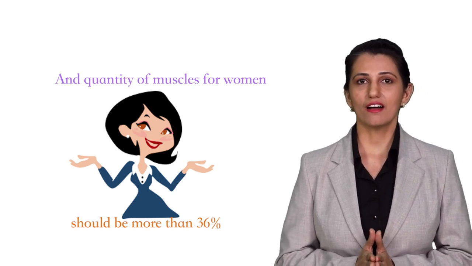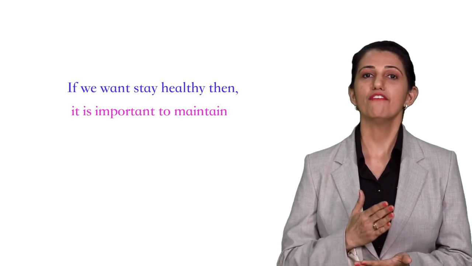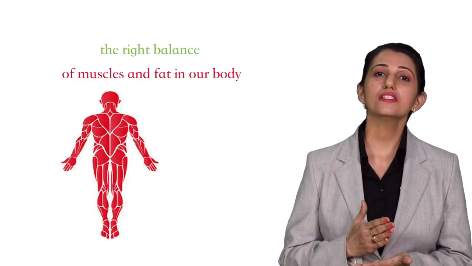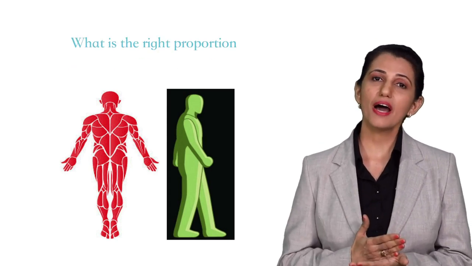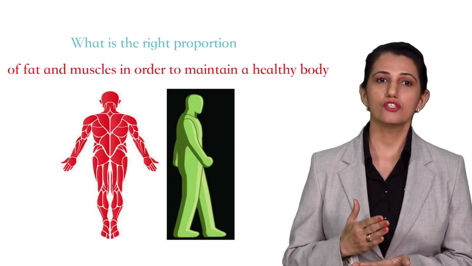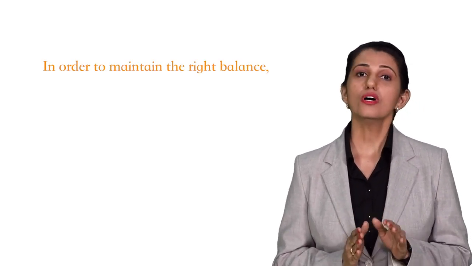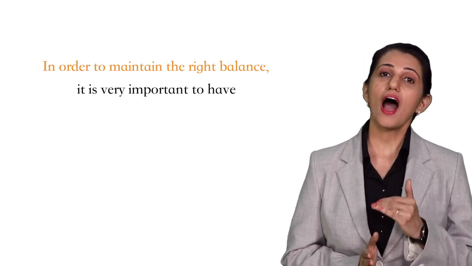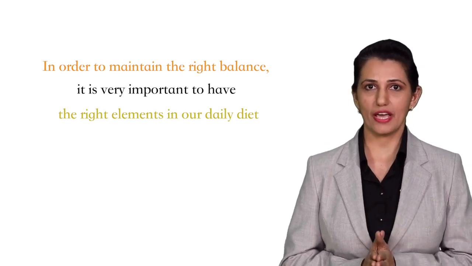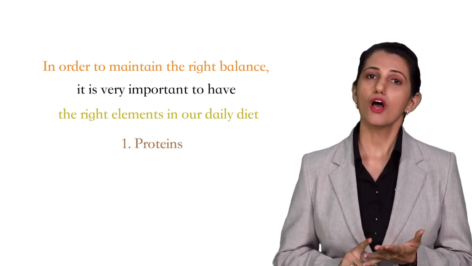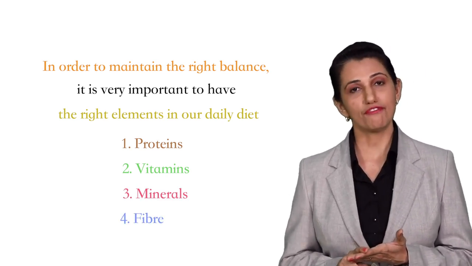So now we have learned that if we want to stay healthy, then it is important to maintain the right balance of muscles and of fats in our body. We have also learned what is the right proportion of fats and muscles in order to maintain a healthy body. Now, in order to maintain the right balance, it is very important to have the right elements in our daily diet. 1. Proteins. 2. Vitamins. 3. Minerals. And 4. Fiber.